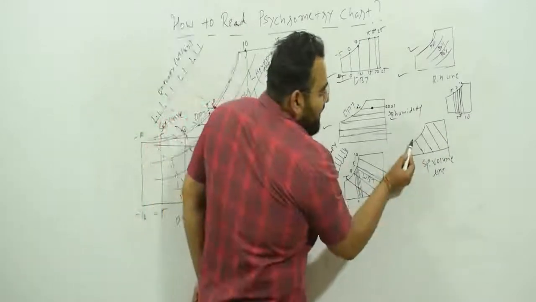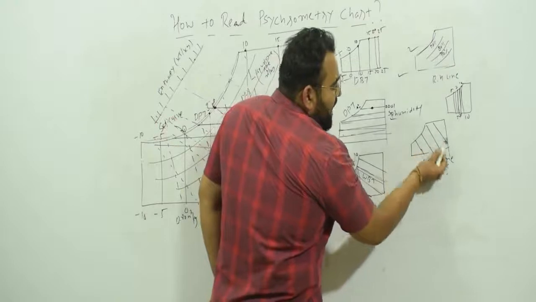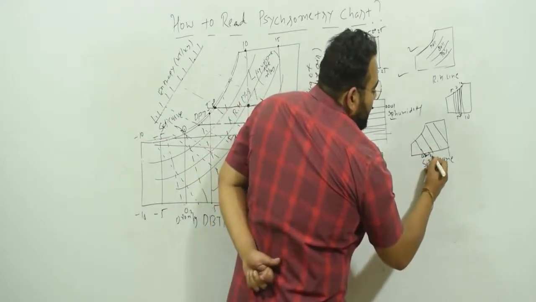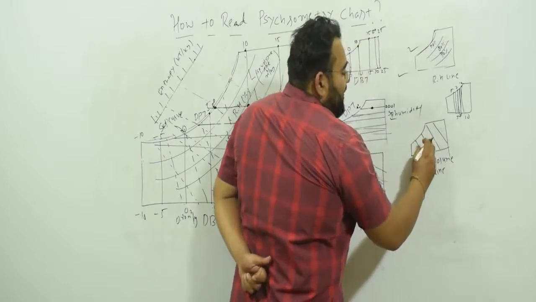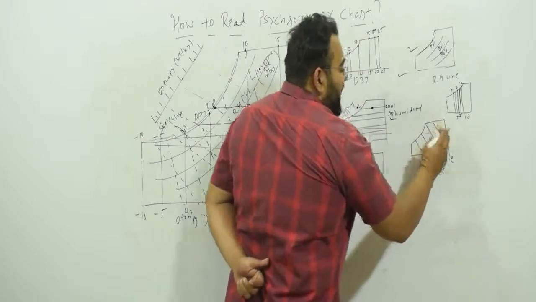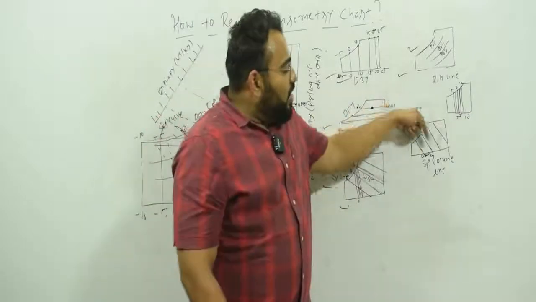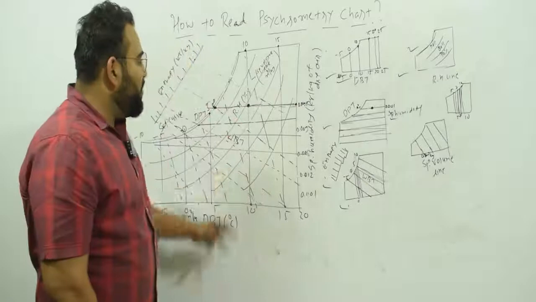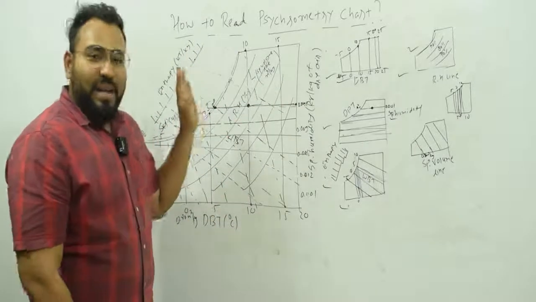So it will be something like this. These are all specific volume lines. There is a value written over there: 0.80 meter cube per kg, 0.85 meter cube per kg, 0.90 meter cube per kg, 0.95 meter cube per kg. So this kind of line is known as the specific volume line. What you have to do is just see all these lines over there.